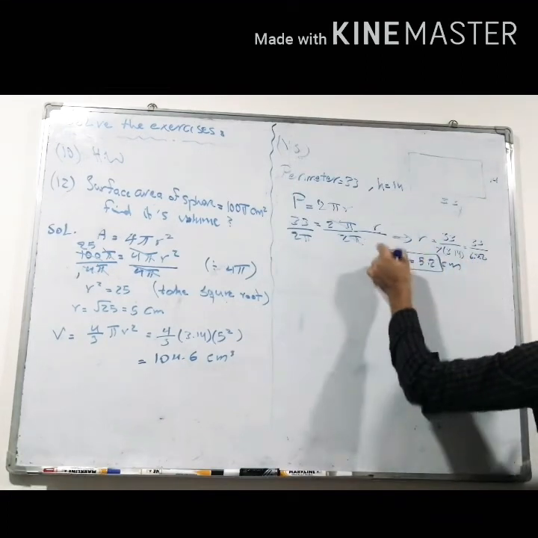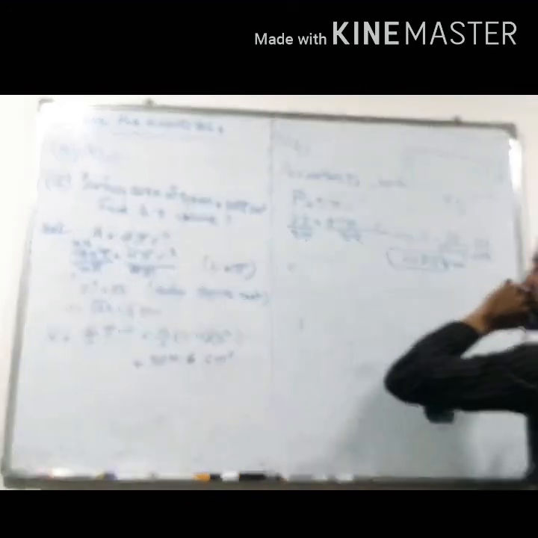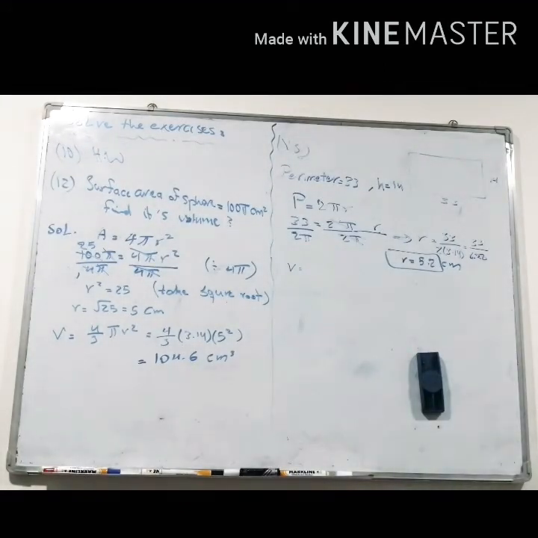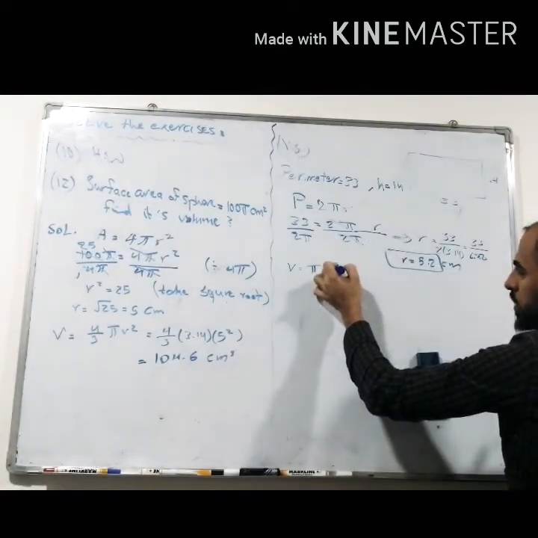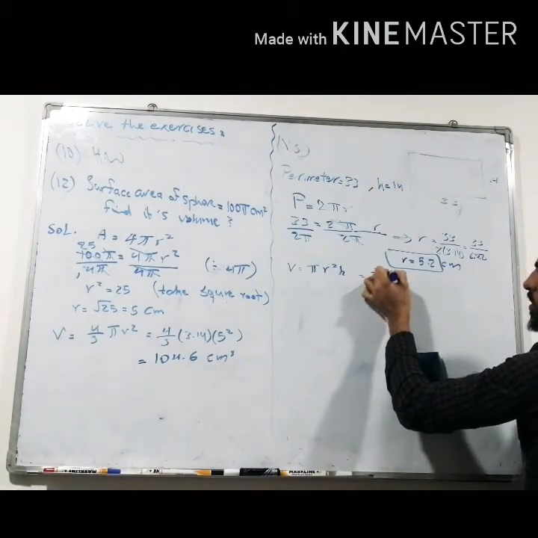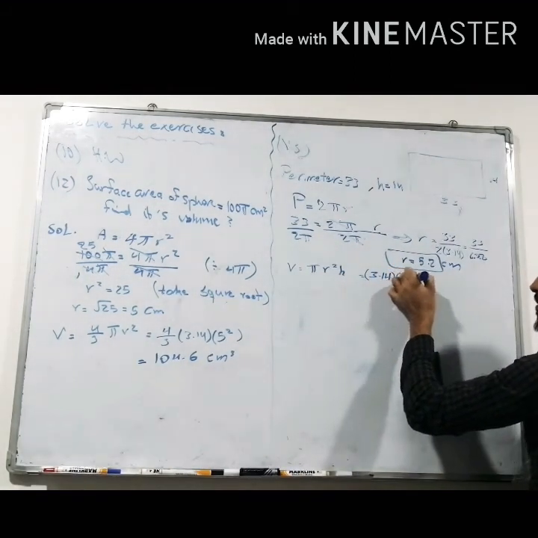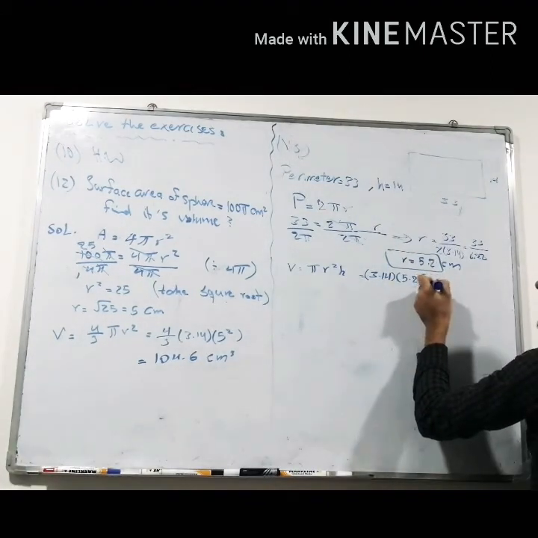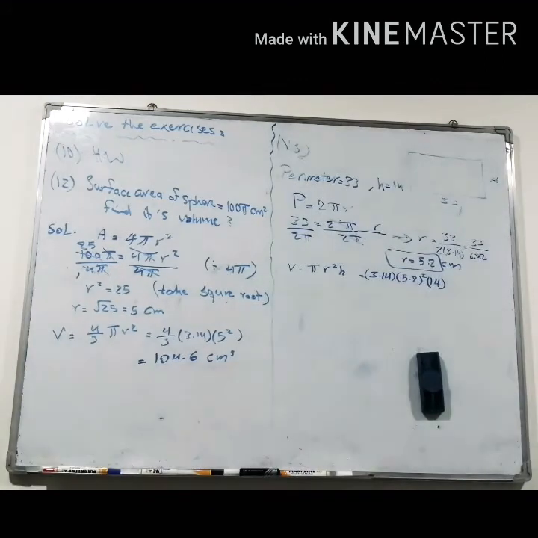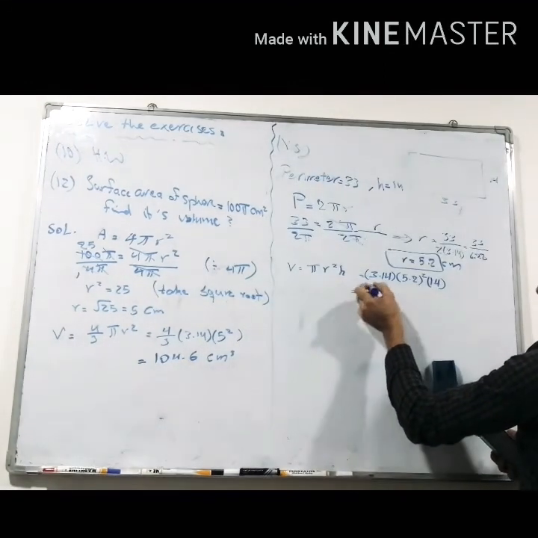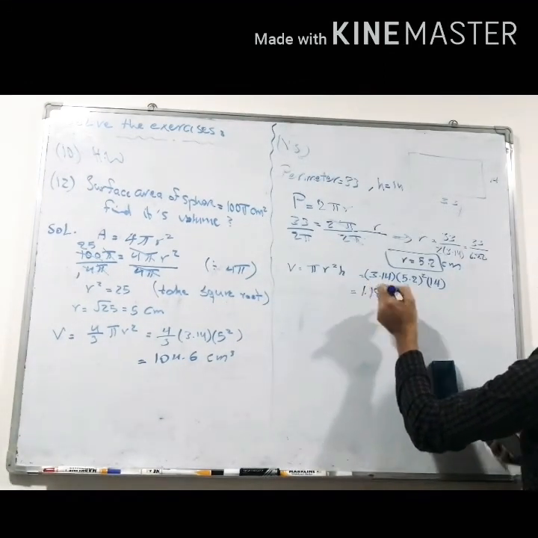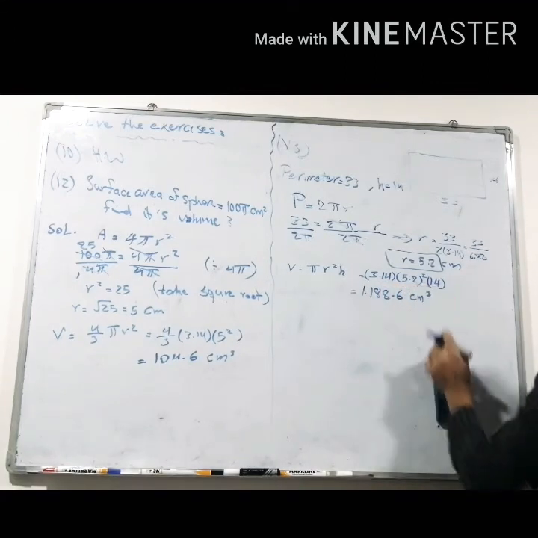From the radius that we found, we will find the volume. V equals, by using the law of cylinder, pi r to the power 2 by h. Pi is 3.14 and r to the power 2 is 5.2 to the power 2 and h is 14. Also use the calculator to find the result. This will equal 1188.6 centimeter to the power 3.